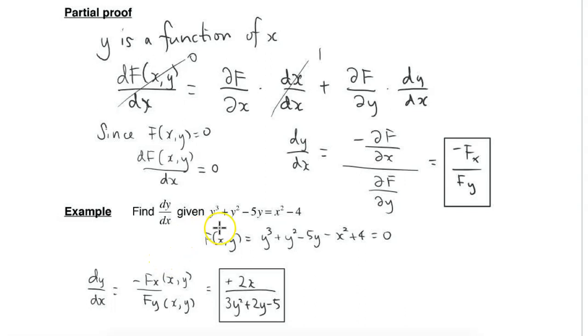So to find dy/dx, I first need to set up my function capital F equals 0. It's always a function that is equal to 0, and after that it's a simple procedure. dy/dx is going to be negative the derivative in terms of x, which is just minus 2x. With the negative sign it becomes plus 2x, and the derivative in terms of y is 3y squared plus 2y minus 5. And there we have it. You could also do it, of course, with the previous techniques, and you would get the same answer. But again, it's a nice formula that we have here with this new theory.